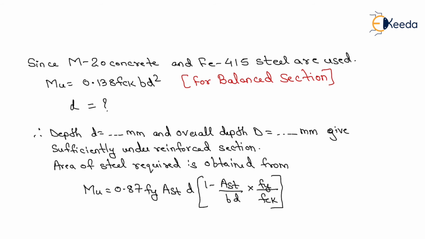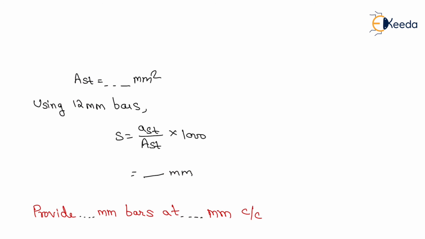It is calculated by using formula Mu equals to 0.87 fy Ast into d in bracket 1 minus Ast upon b d into fy upon fck. Now putting all values in that equation, we will get Ast equals to mm square. Now using bars, we can use 12 mm, 16 mm, it is up to you. We will calculate spacing by using formula small ast upon capital Ast into 1000. We will get spacing in mm, and we will provide that dia bars at dash mm center to center.